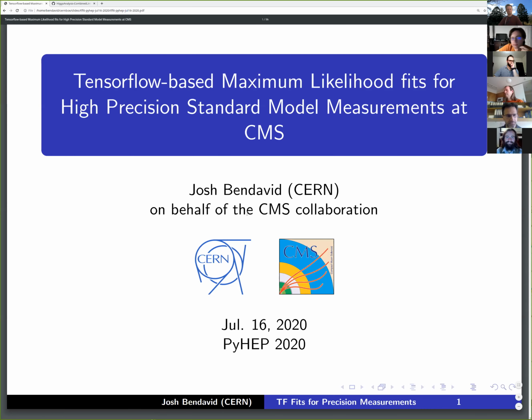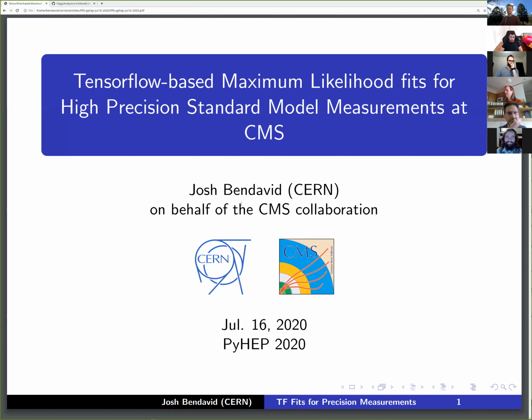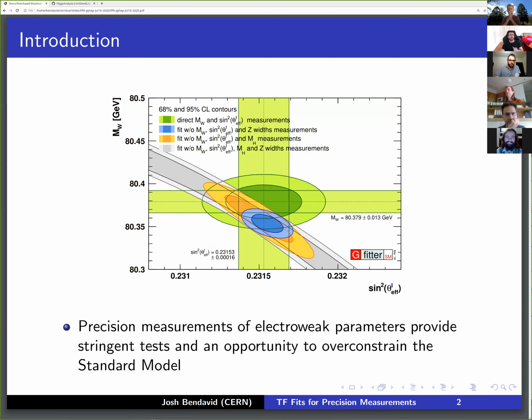Okay, thanks. So I'm going to talk about TensorFlow-based maximum likelihood fits for high-precision standard model measurements at CMS. I apologize in advance if the format and focus is slightly different than the other talks. You'll see as I go through that the order in which things have developed is a bit different than in some of the other cases, since this is really something designed to solve a rather specific problem.